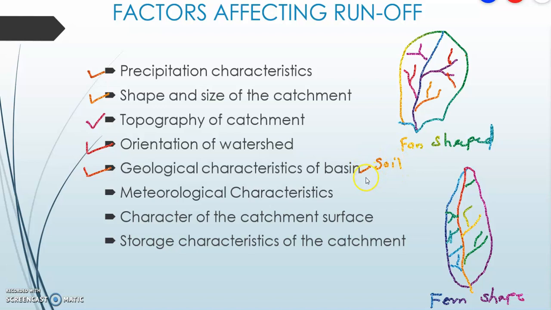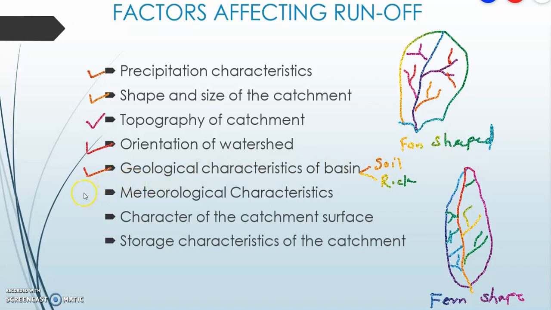Even if rocks are there in that particular area, and we observe fissures or cracks in the rock, then water will be lost through those cracks and runoff will not get generated. Whatever rainfall occurs will go through those cracks. If more permeable soil is there, more infiltration or percolation will be there, so less runoff. In that way, geological characteristics affect runoff generation.